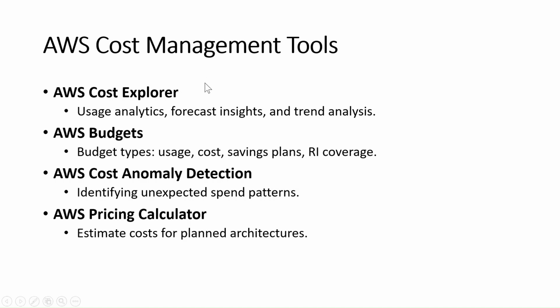The third cost management tool is AWS Cost Anomaly Detection. This tool automatically detects unusual spending patterns, helping you quickly identify unexpected charges. And the last tool is the AWS Pricing Calculator. It helps to estimate costs for planned architectures. That means it helps you estimate the cost of running your planned AWS architecture before you actually use the services.